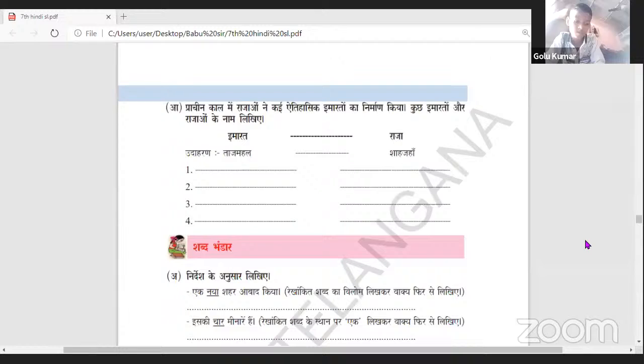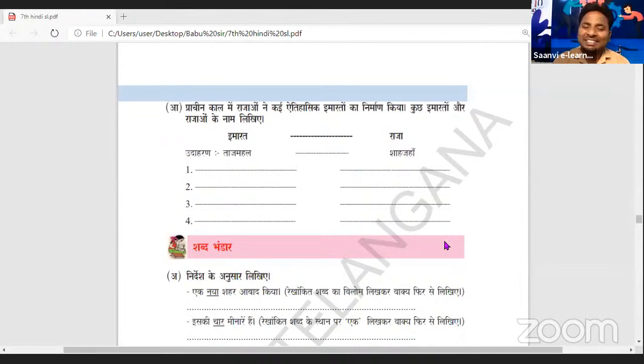Mahabalipuram, Narsingh Verma. Okay. Okay, finish then. Lal Kila, Shahjahan. Okay, last. Okay, very good. Next. Last one. 3 completed, no?